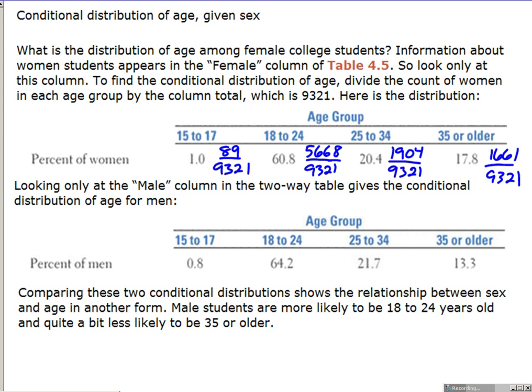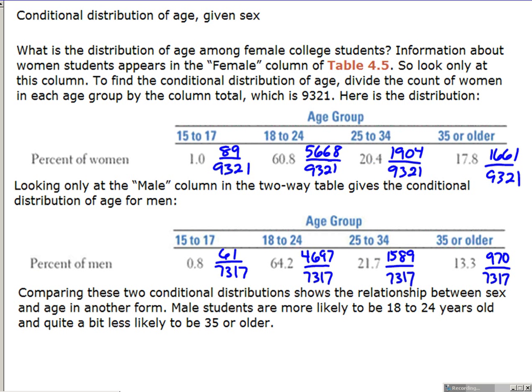We can find the conditional distribution of age given sex. In this case, we're conditioning on men. The column total of men is 7,317. The number of men 15 to 17 is 61 out of 7,317. 18 to 24, 4,697 over 7,317. 25 to 34, 1,589 over 7,317. And finally, the last group, 970 over 7,317.